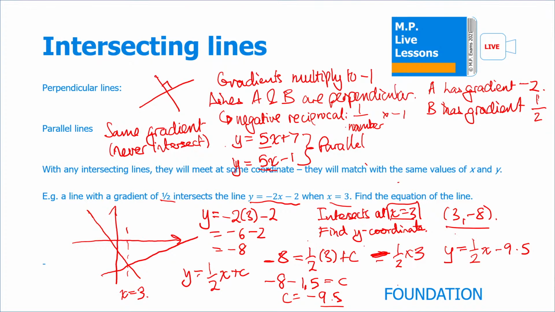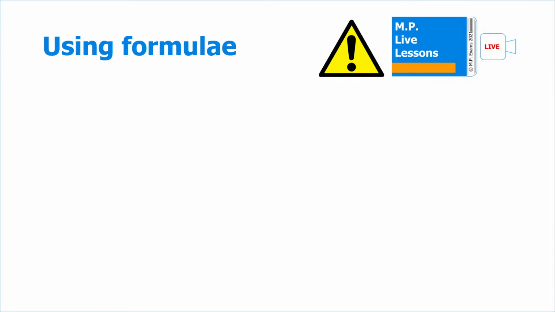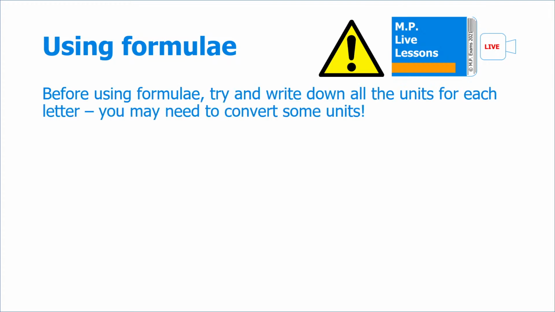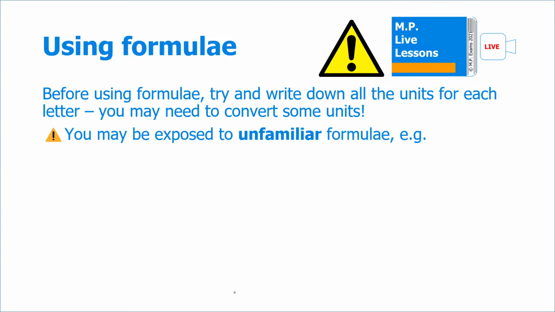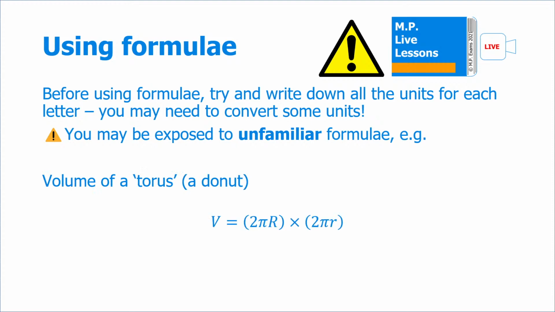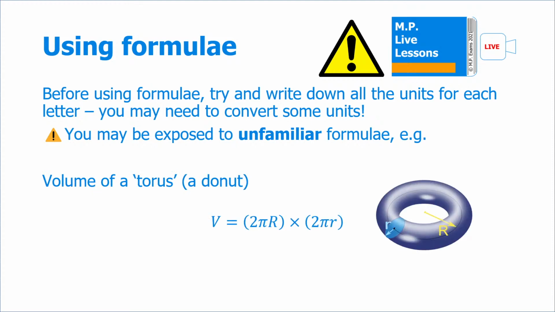We're going to continue with some intersecting lines. Remember, for foundation you'll need to be familiar with using some formulae. These might be some unfamiliar ones, and you might need to convert some units. For example, the volume of a torus, which is like a little donut shape.